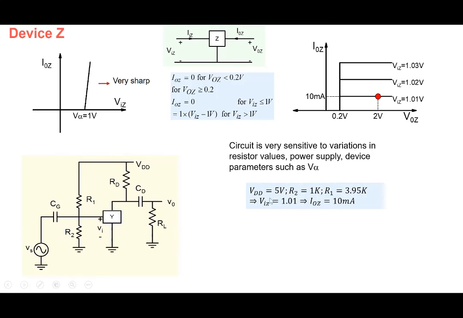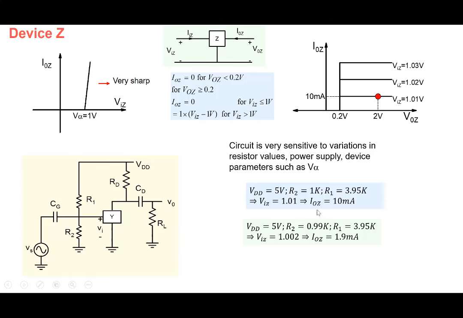As an example, suppose we take VDD equal to 5 volt, R2 equal to 1K, R1 equal to 3.95K, and then VIZ is equal to 1.01 volt. All right, so if we put in these numbers, we'll get 1.01 volt. And then with 1.01 volt, we have this equation here. We get an output current of 10 milliamperes. All right, so 10 milliamperes.